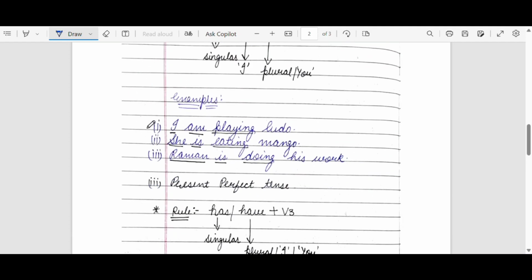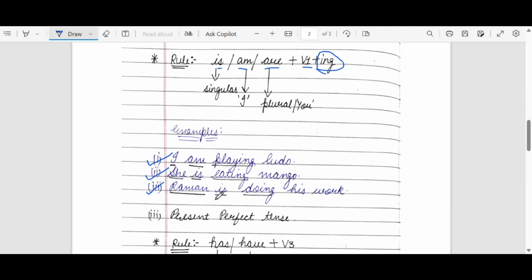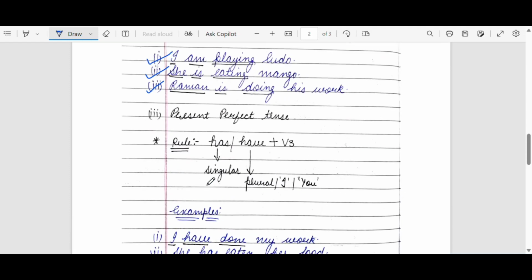Let us see some examples. I am playing Ludo. So am is used with I, play, that is V1 plus ing, playing, Ludo. Second, she is eating mango. She is singular, so we have used is, eat, V1 plus ing, it forms eating, mango. Raman is doing his work. Raman is singular, we have used is, do is V1 plus ing, it forms doing his work. I hope these two classifications are clear to all of you.